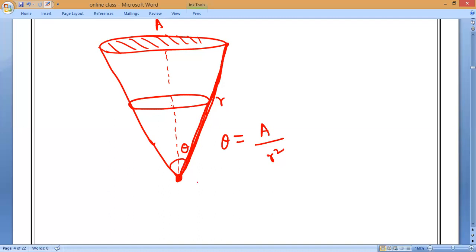And the center, which we used to call the apex, I will represent with O. Understand? So this theta we can represent with omega also. If I take omega, omega is equal to A by R square.